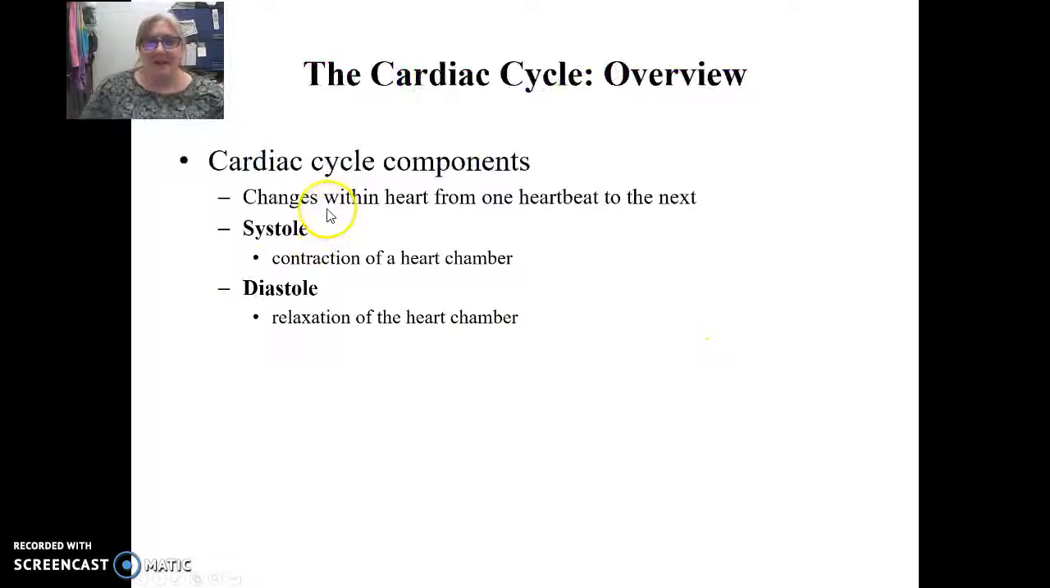So let's talk about the cardiac cycle and what's going on. Cardiac cycle is what happens in the heart from one heartbeat to the next heartbeat. And so you have two basic terms. You have this term called systole, which is ventricular or atrial contraction, and then diastole, which is ventricular or atrial relaxation.